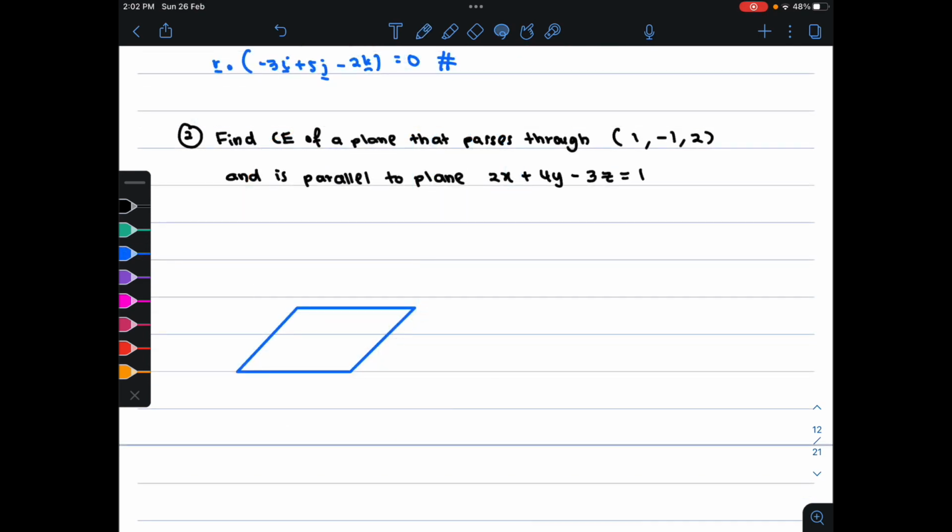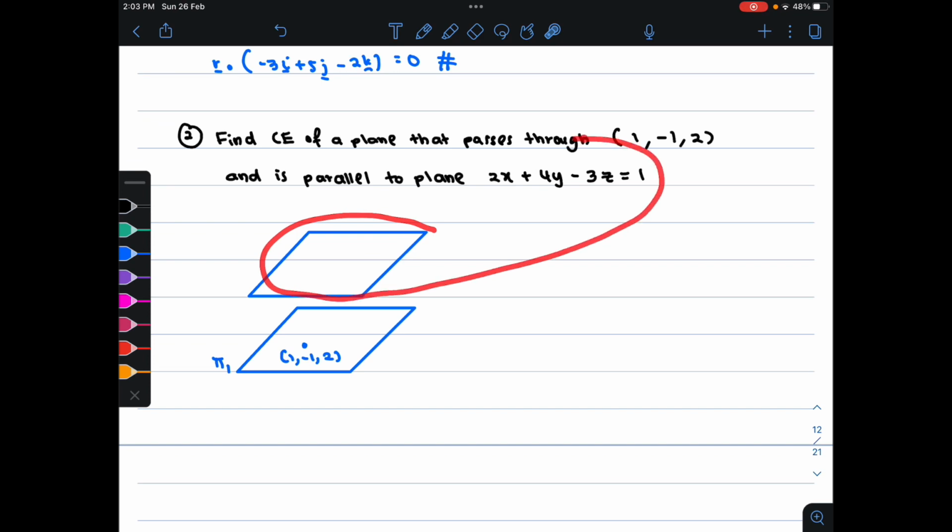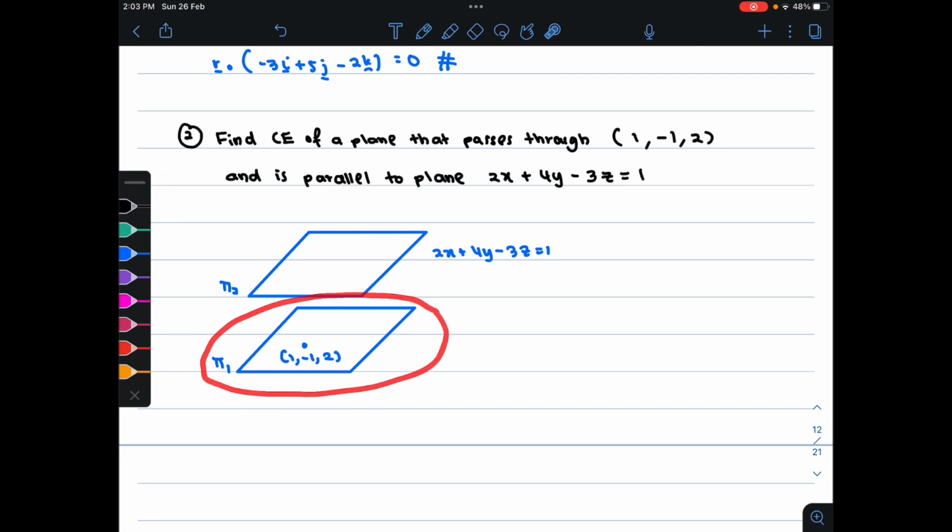Question 2, we need to find the Cartesian equation of a plane that passes through point 1, -1, 2. So say that this is the plane, and it passes through the point 1, -1, 2. And this plane right here is parallel to another plane, which is 2x plus 4y minus 3z equal to 1. So actually for this question, we have two planes. Let's say this is plane 1 and this is plane 2. So we want to find the equation of plane 1.